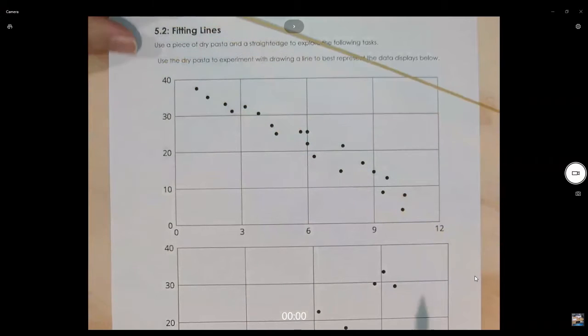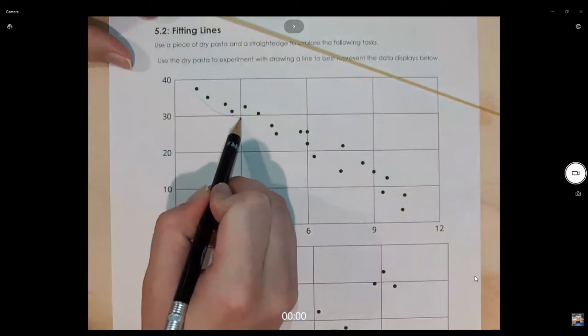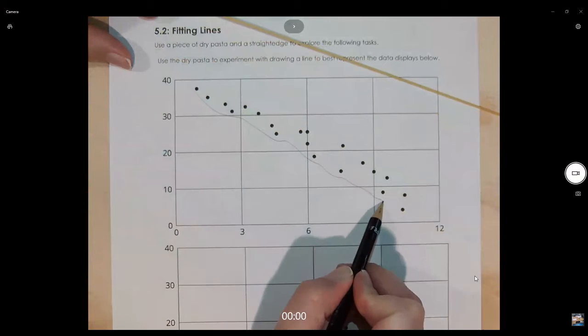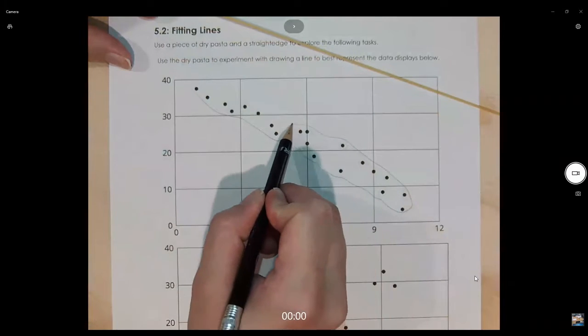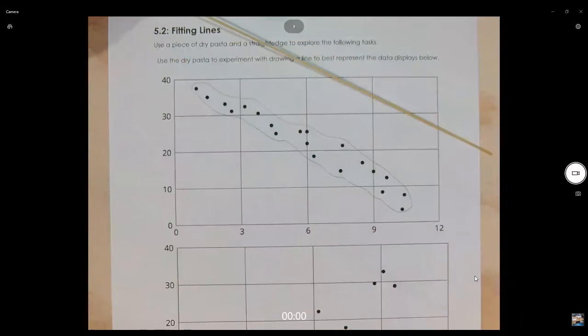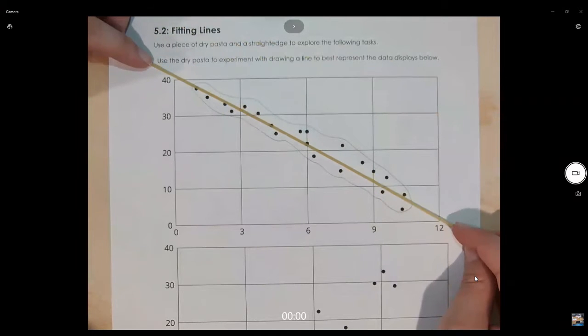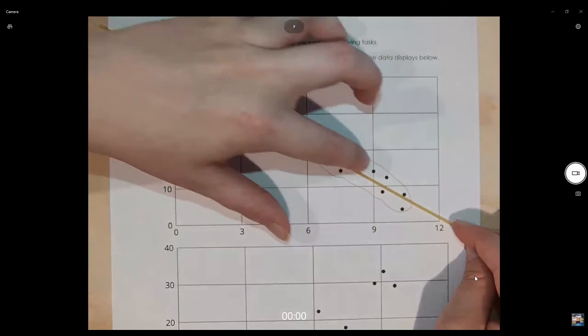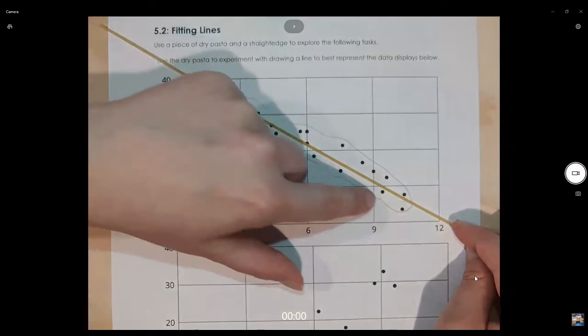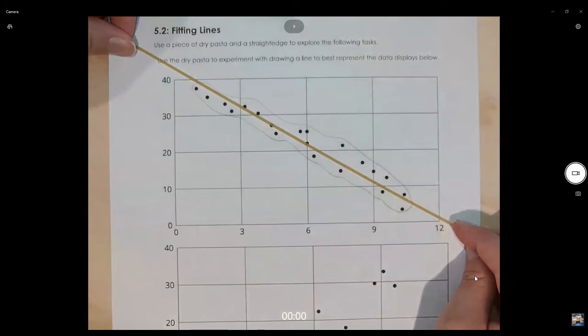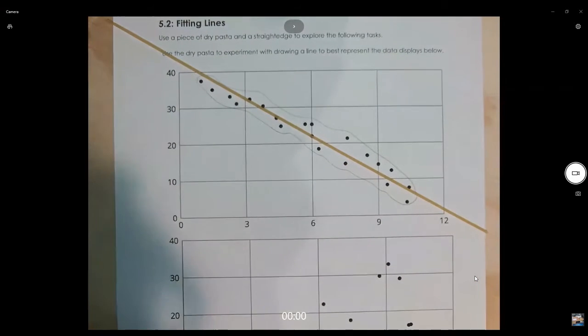Another way is to visualize a little cloud around all these points. This will help you. You want to try to put your spaghetti or your line of best fit, which is what it's called, right in the middle of that cloud. So where there's about as much space in the cloud above and about as much space in the cloud below. So right there would be a pretty good line of best fit.